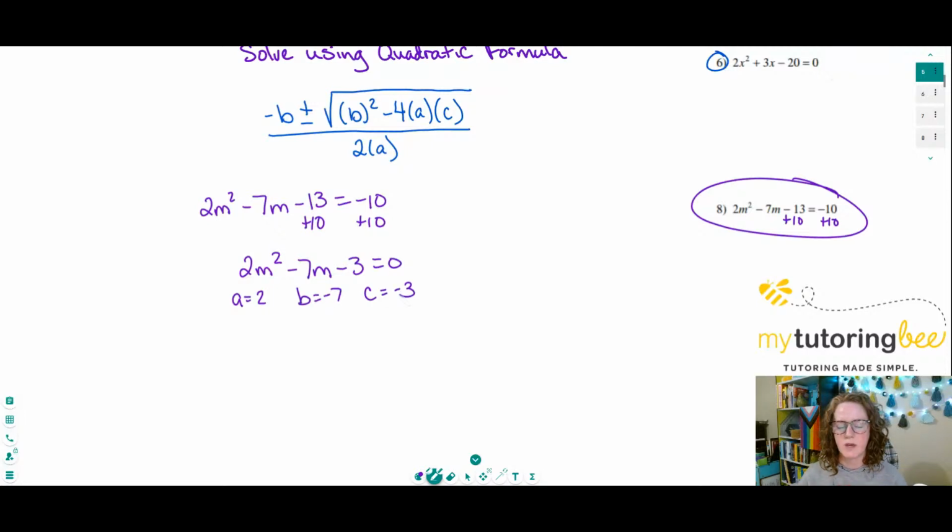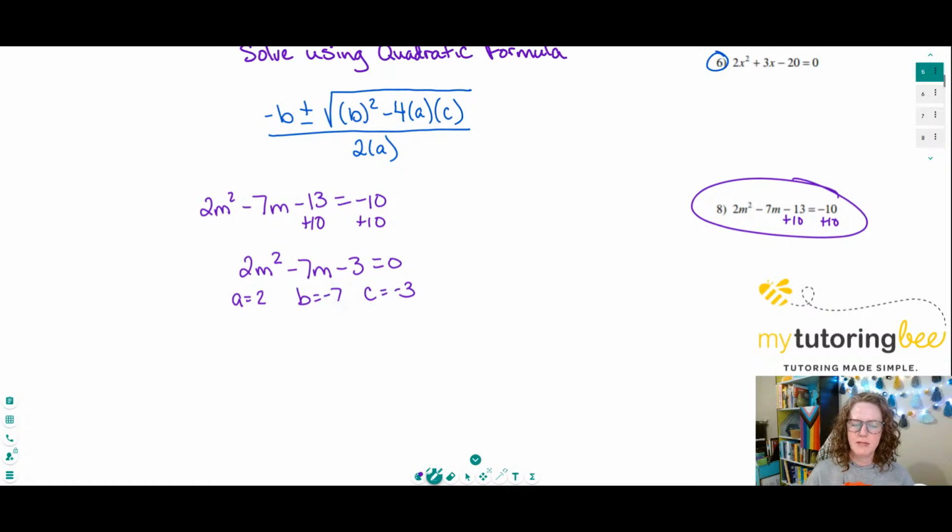Kind of going through this quickly. This isn't as quick as I would do it in a tutoring session, but since I don't have somebody here to kind of bounce off of, it makes the pacing slightly different.